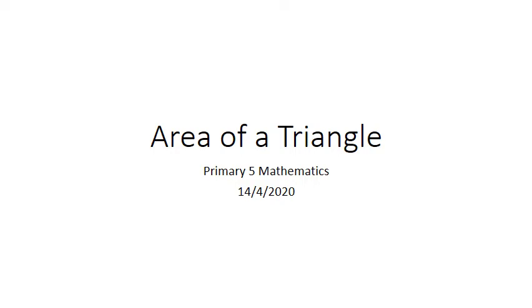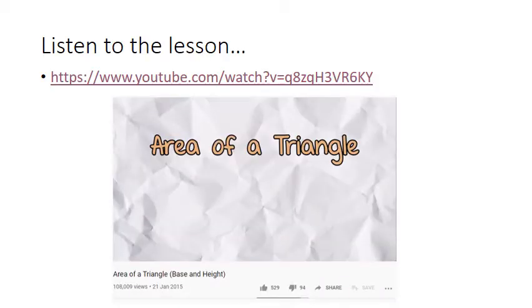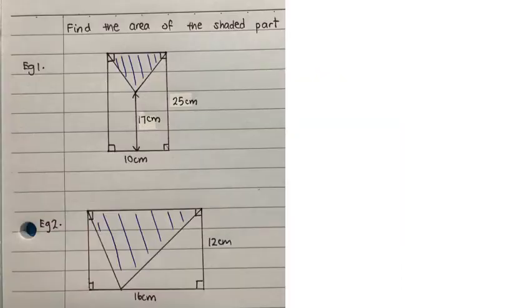Today, I would like to cover the topic on area of a triangle for Primary 5 Mathematics. Now, we'll start off by listening to this lesson on YouTube, a very simple explanation of how the area of a triangle comes about and what the formula for the area of a triangle is. Next, we'll take a look at some examples of questions on area of triangle, and let's attempt to do these questions together. Now, let's take a look at example 1.